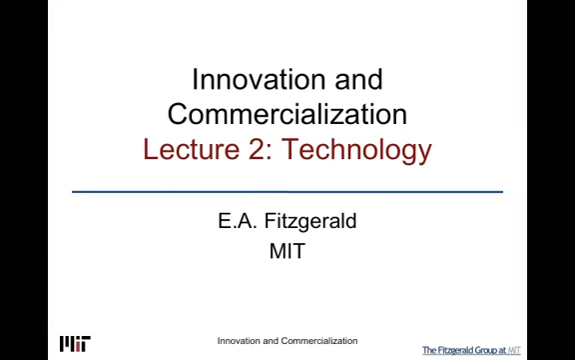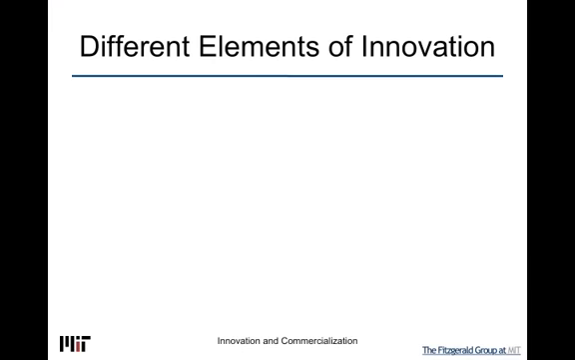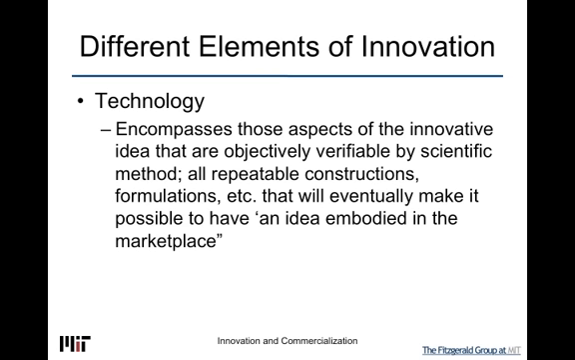a writing instrument. First, I must define the technology element of innovation, and I'll read what's on the screen right here. Technology is defined as that which encompasses those aspects of the innovative idea that are objectively verifiable by scientific method. All repeatable constructions, formulations that will eventually make it possible to have an idea embodied in the marketplace. So the last quote, an idea embodied in the marketplace, is how we define an innovation in our work.